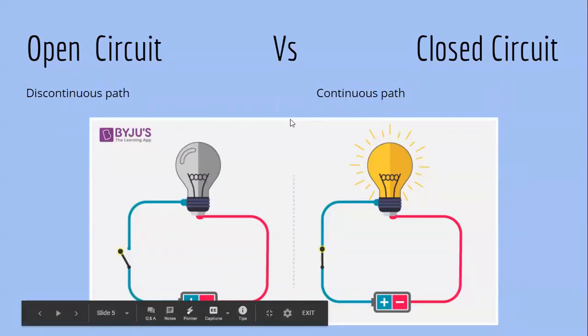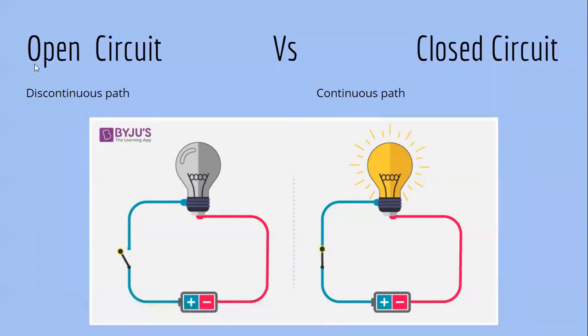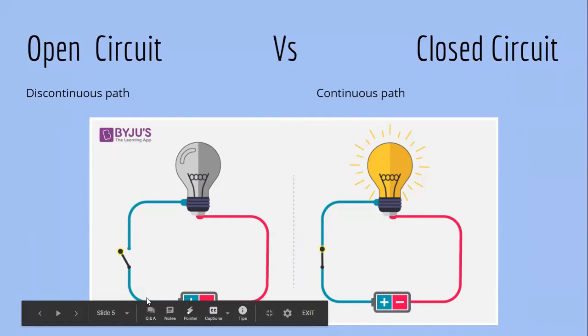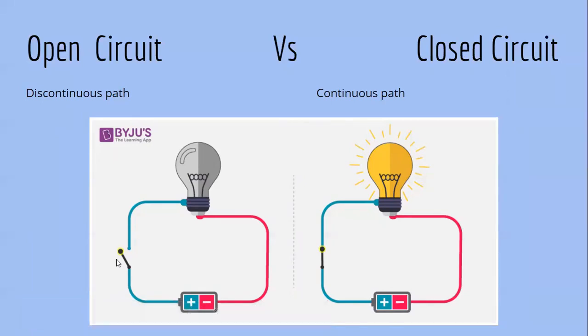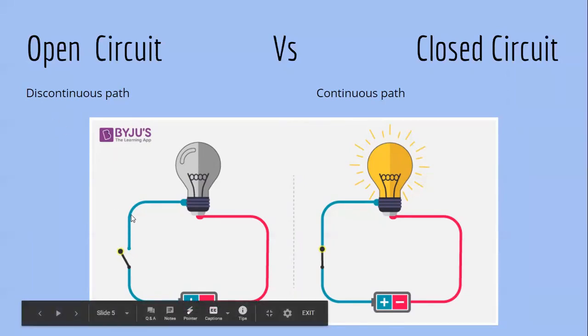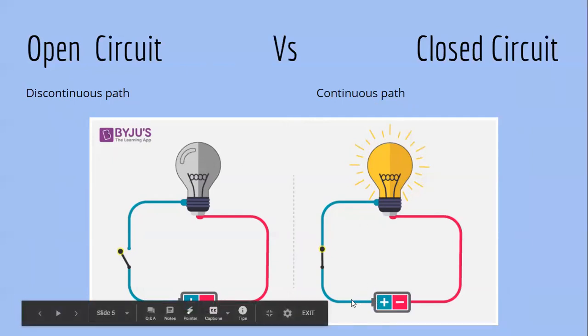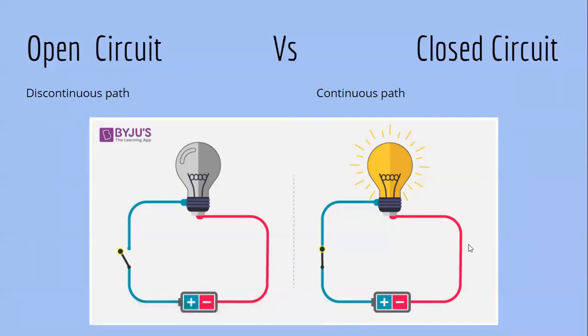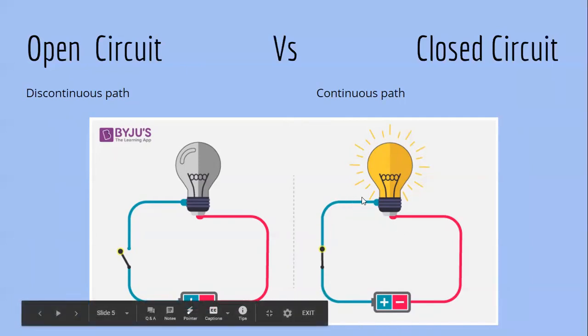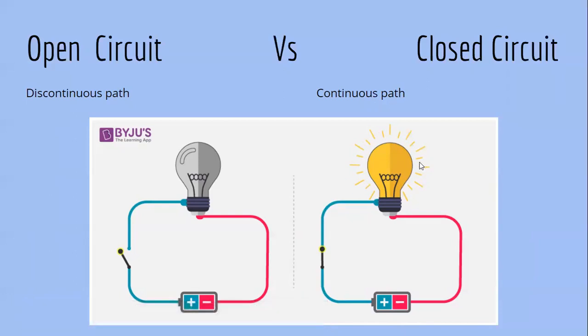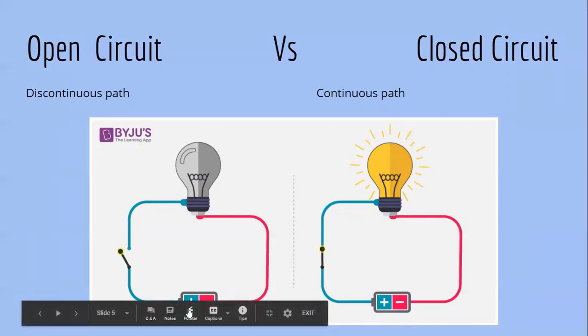Now let's talk about an open circuit and a closed circuit. The rule of thumb is that when there is a discontinuous path, it's an open circuit. When there is a continuous path, it is a closed circuit. When current moves from the positive terminal to the negative terminal, it realizes that there's a gap, and whenever there's a gap, the current cannot go further, so the bulb is not going to light up. But when there's a continuous path, current will move from the positive terminal to the negative terminal, and as it is a closed path, the current will reach the electric component, where the electrical energy will be converted into light energy.